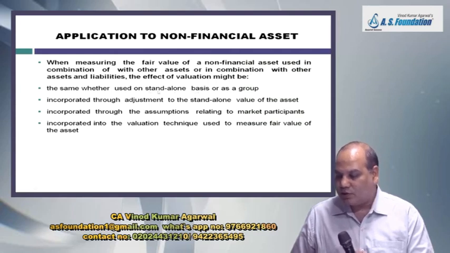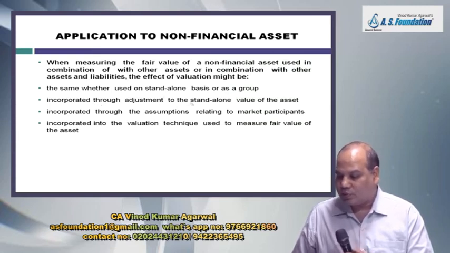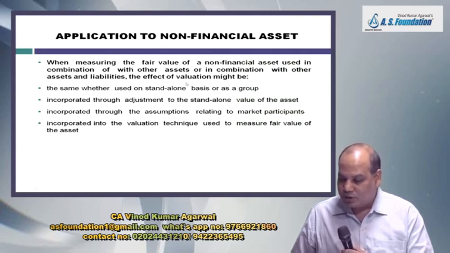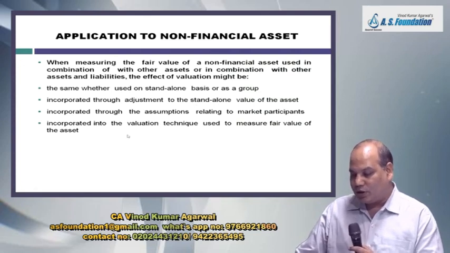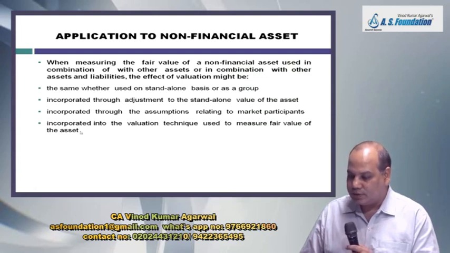So the meaning of the first line is that the value of the non-financial asset, each item added together, is equal to the total of the group. That is one possibility. Then incorporated through adjustment to the standalone value of the asset. Third is incorporated through the assumptions relating to market participants. So when you are valuing non-financial assets which are used in combination with other assets, these are the things you have to take care of and incorporate into the valuation technique used to measure fair value of the asset.